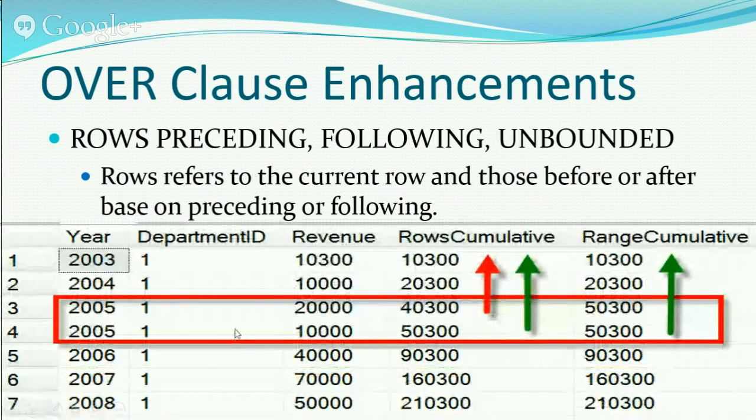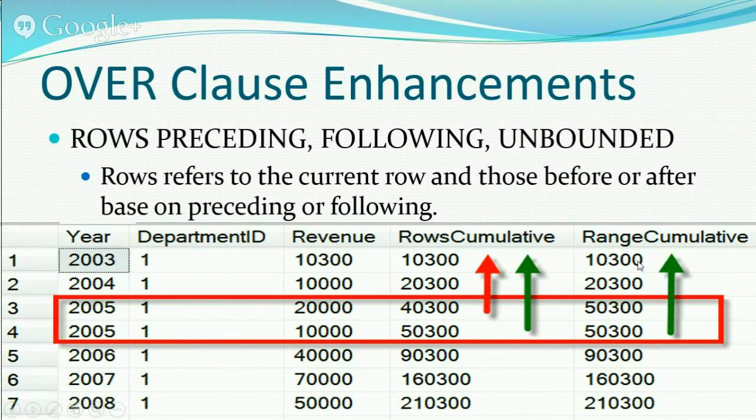So for example here, if we look at this data set, where we're looking at years, and there happens to be 2 items for year 2005, if our windowing function is over year, and we're calculating the rows cumulative, it's going to, for instance, to add these up, there's nothing before this, so the revenue is 10,300, the cumulative is 10,300. Then the revenue is 10,000, the cumulative is the 10,300 plus the 10,000, which gives us 20,300, plus the 20,000 for the next one is 40,000, plus another 10,000 gives us 50,000 when we're looking at the cumulative total going down there with rows.